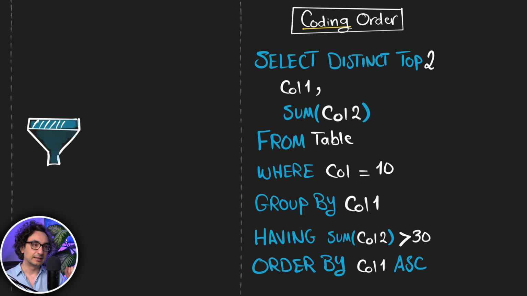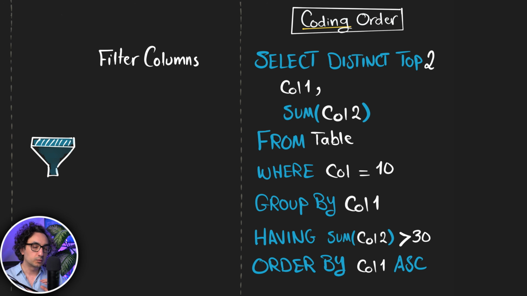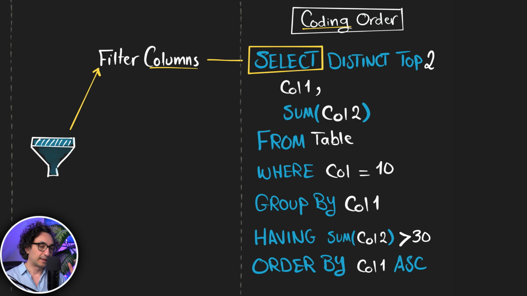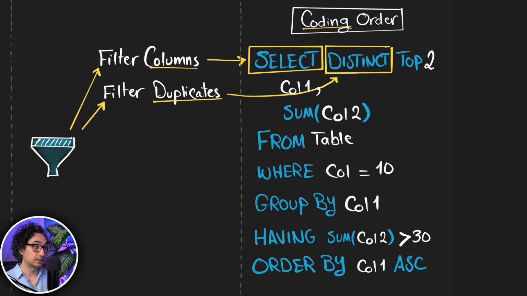The first thing that you can do is to filter the columns. If you don't want to see all the columns, you want to see only specific columns, you use the SELECT, and of course you must use it. So the columns that you specify will be shown in the results. So it's like filtering the columns. Now there is another type of filter where you filter out the duplicates if you want to see unique results, and that's using the DISTINCT. So this is another type of filter.